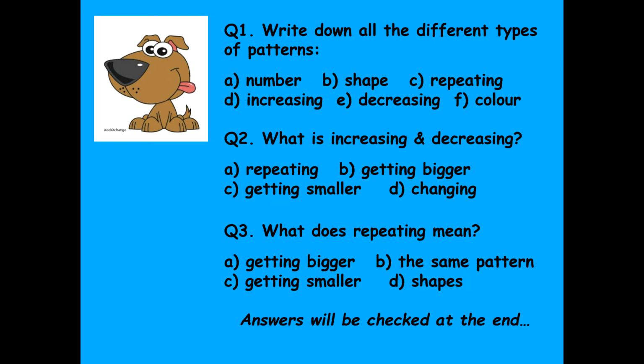Okay, number 2. What is increasing and decreasing? Is it A, repeating, B, getting bigger, C, getting smaller, or D, changing? Write your answer down on a piece of paper for me. And the last one for today, what does repeating mean? Is it A, getting bigger, B, the same pattern, C, getting smaller, or D, shapes? We'll go ahead and check all of these answers at the end, so keep that pencil and paper handy.